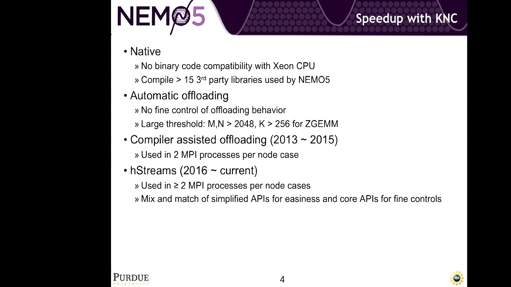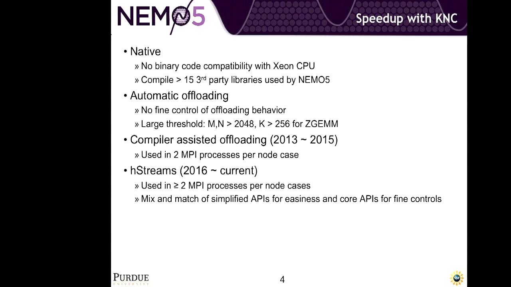Here I talk about what we did with KNC. We are working on compiling for KNL, but here I just talk about our work with KNC. We tried native mode. It doesn't have binary compatibility, and it's a pain because we depend on more than 15 third-party libraries. We tried automatic offloading, but it doesn't have fine controls, and it needs large matrices.